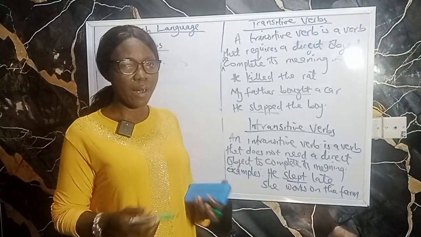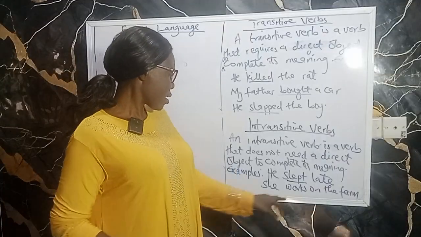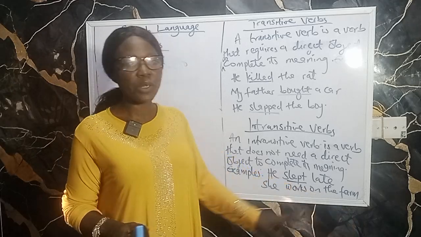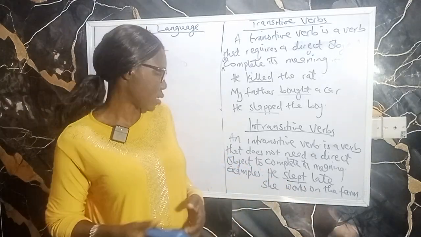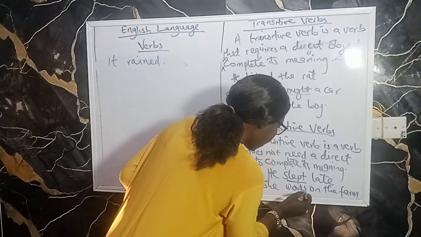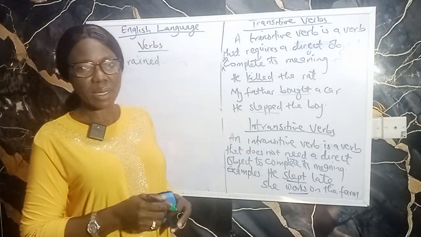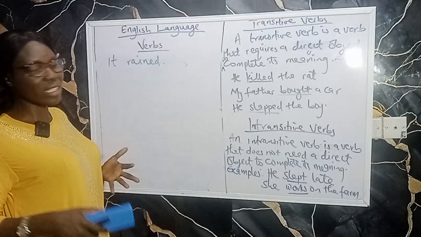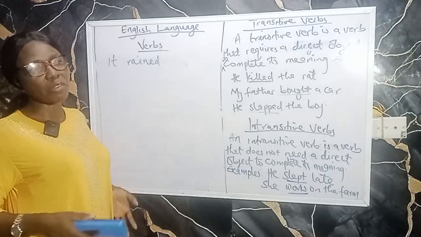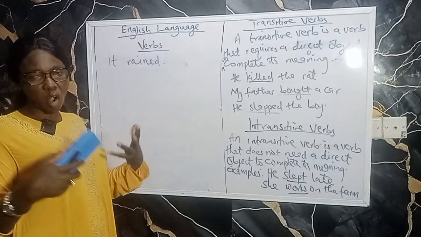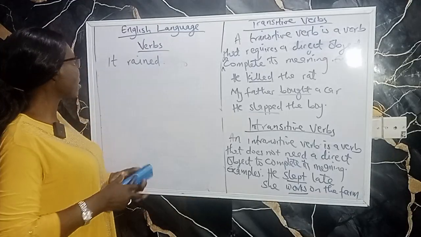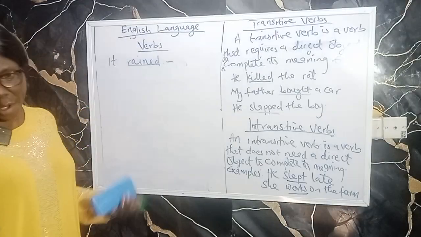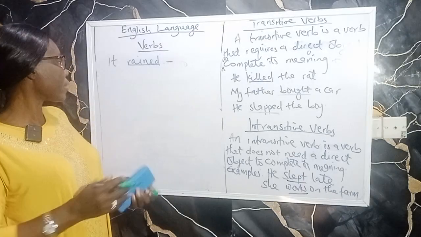She works on the farm. Works here is an intransitive verb because it is followed by a preposition, which is not an object of the sentence. So this is a prepositional phrase, and works here is an intransitive verb. It rained. It rained is complete without any other thing following it, not even an object or an adverb. So it's complete. Rained here is an intransitive verb.